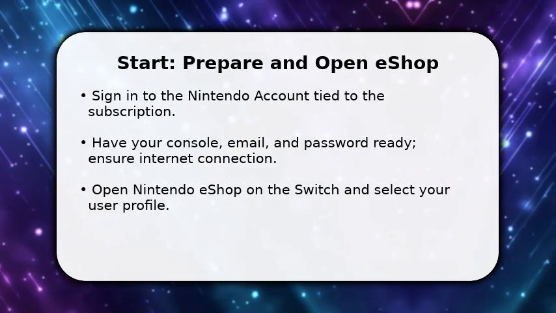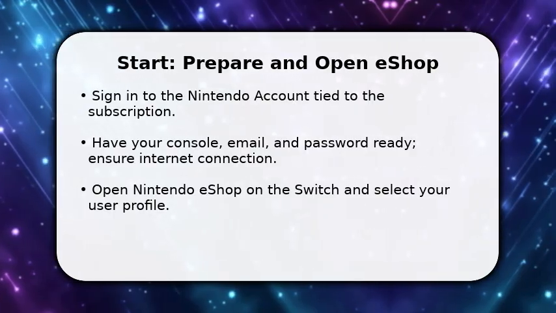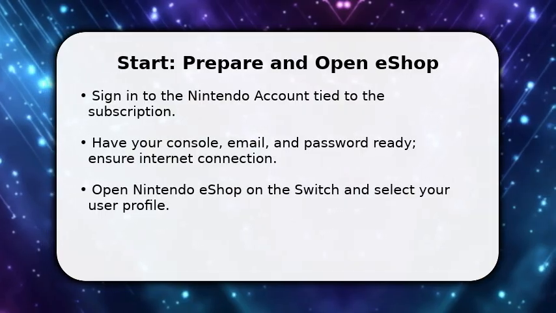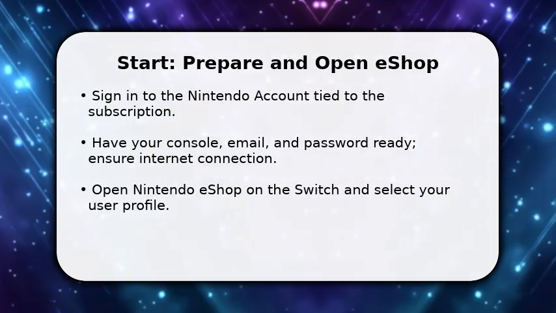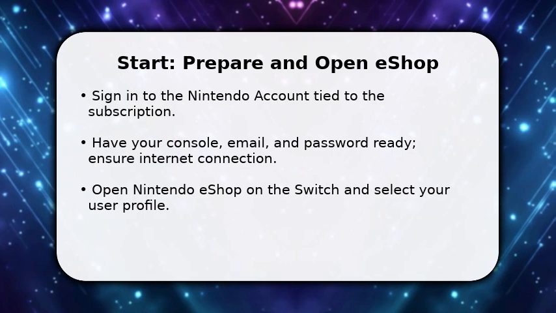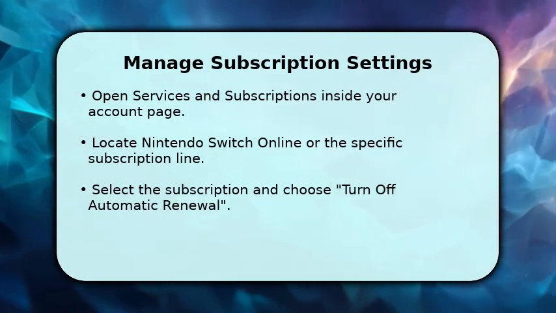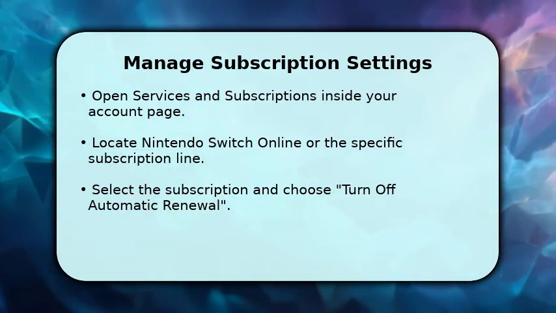Once done, navigate directly to the account icon in the top right. This gets you to services and subscriptions where the renewal setting lives. Don't waste time elsewhere. Now that you're in services and subscriptions, find the Nintendo Switch Online entry or the exact subscription name. Click it to open details.